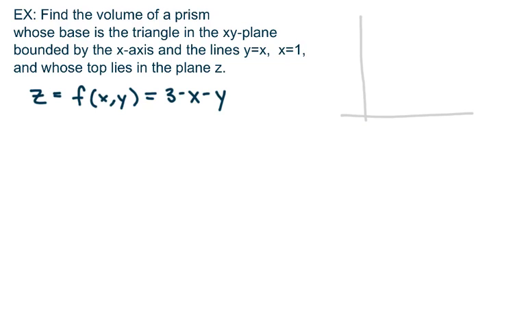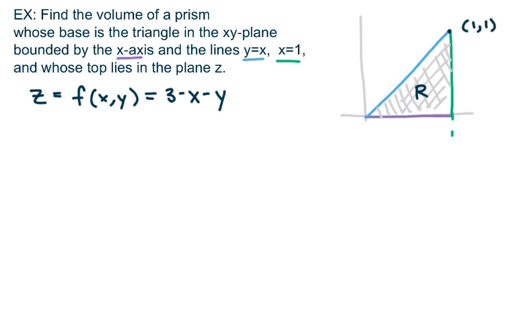So I have a bound, the x-axis. I have the line x equals 1, so we'll just call that 1. And I have some vertical line. And then the identity, y equals x. So this triangle is my region R. There's R. And this ordered pair here is 1, 1. Now, we have two options to help us set this up.